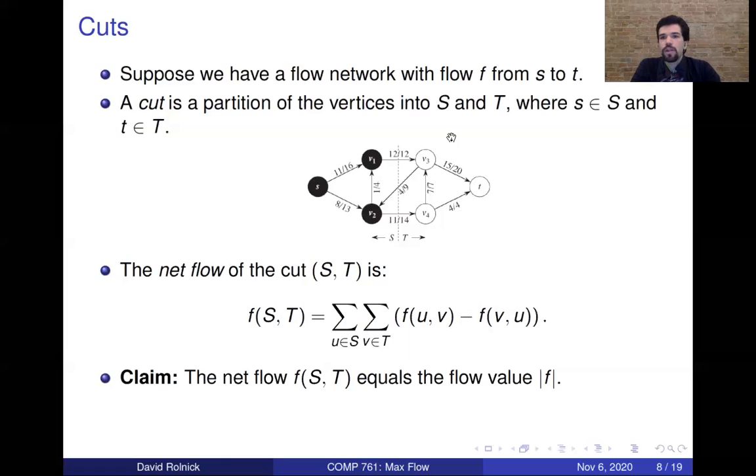And you can sort of intuitively think of this as, it makes sense that the flow is what's coming from S to T, and if you cut the graph in any place, then the flow across the cut should just be the same as the amount which is flowing from S to T. So intuitively it makes sense, but let's actually prove it.